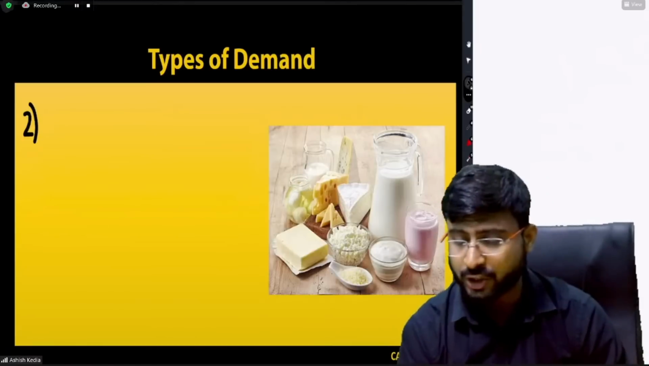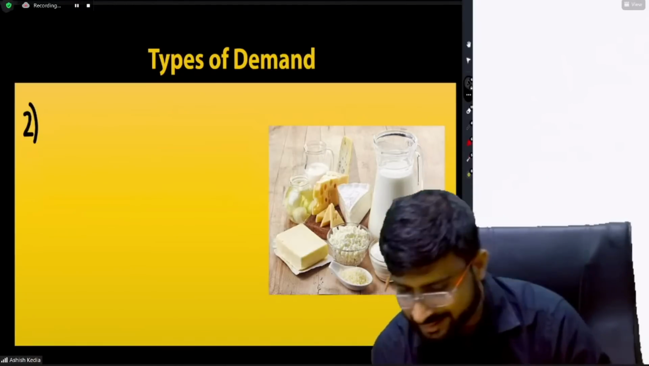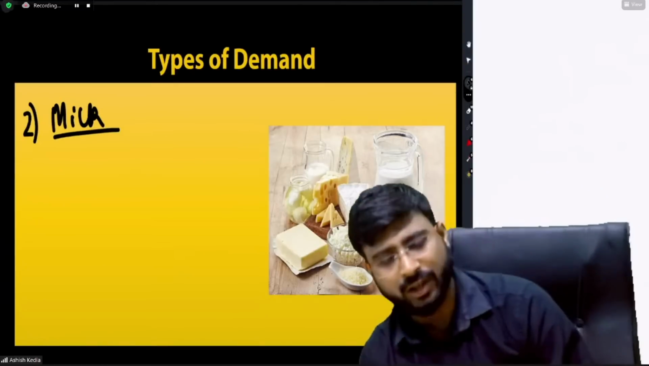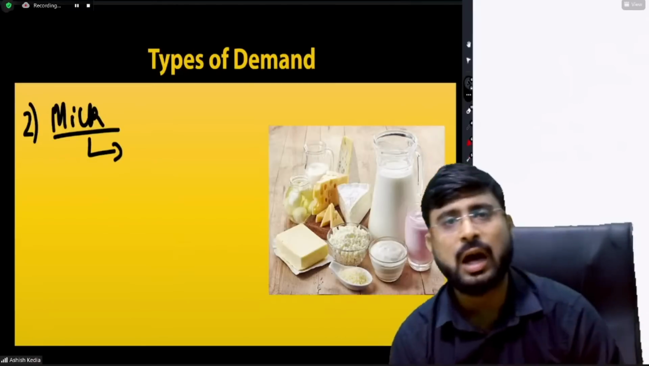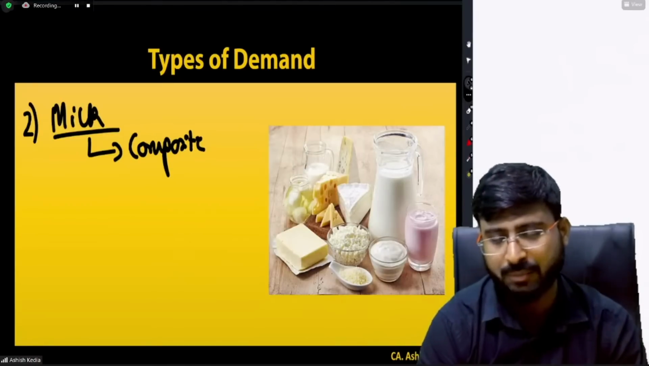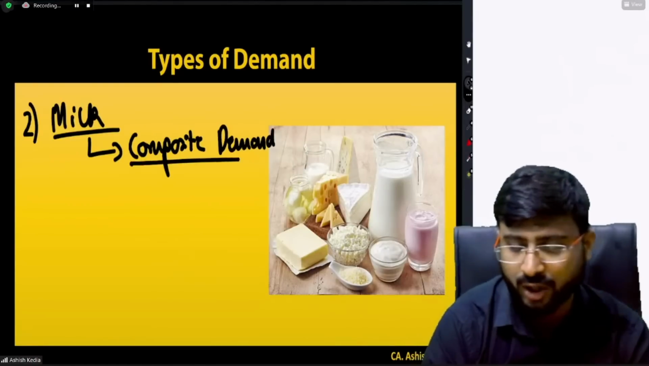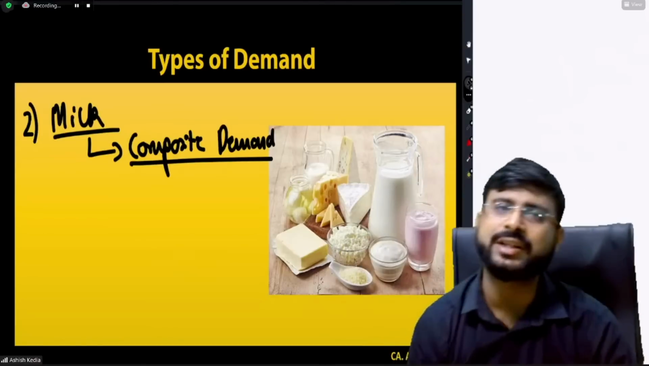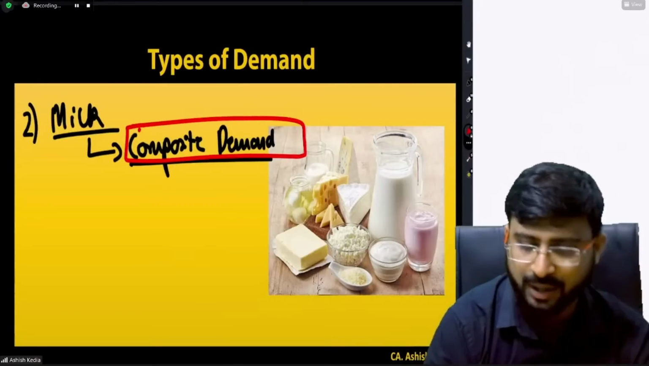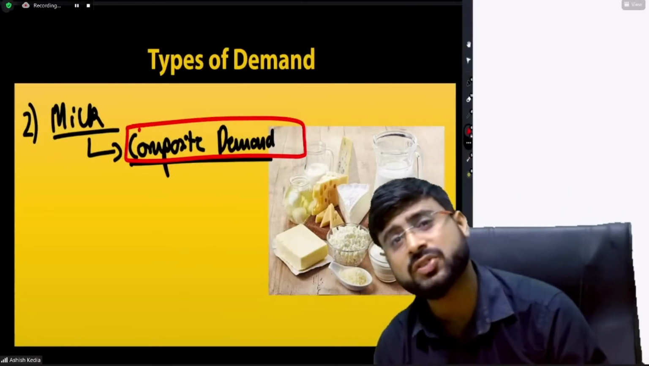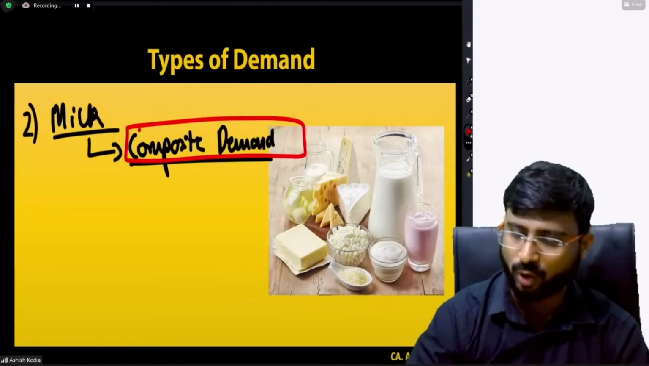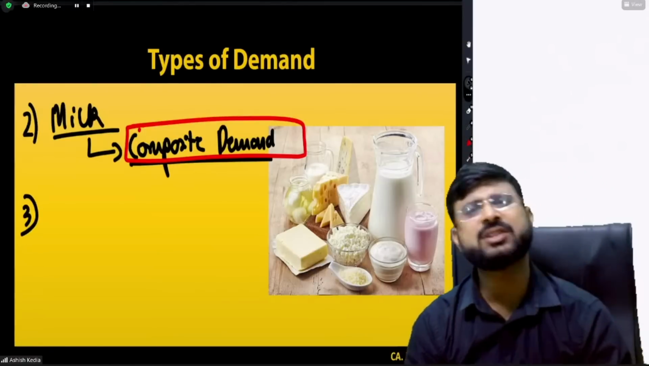You see that all these products are made of milk. Is it correct? Yes, sir. So, my dear friends, such a demand where a product can satisfy multiple uses is called composite demand. It is the demand for those commodities which have multiple uses.